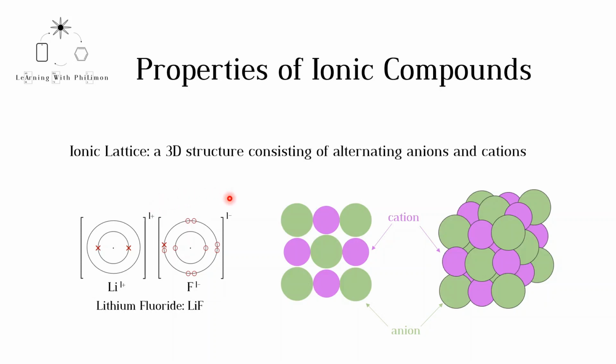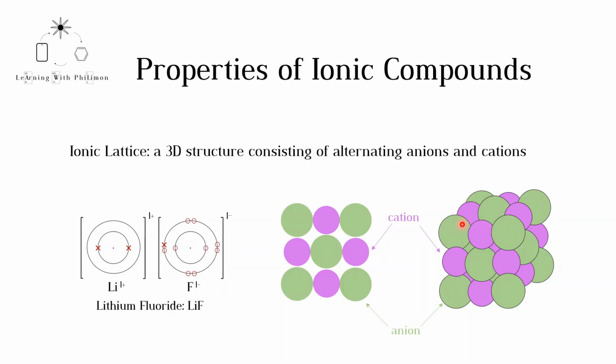Based on this dot and cross diagram of lithium fluoride, you may get the false impression that the compound consists of only two ions. This is not the case. Ionic compounds form an ionic lattice, which is a three-dimensional structure consisting of alternating anions and cations.